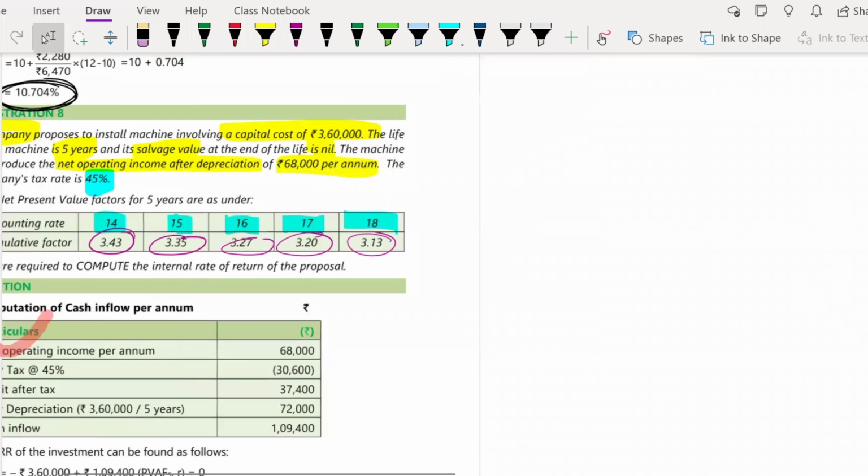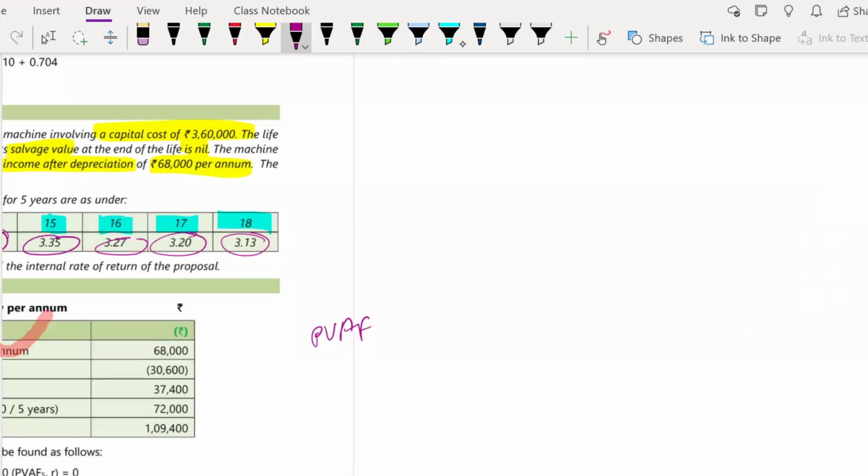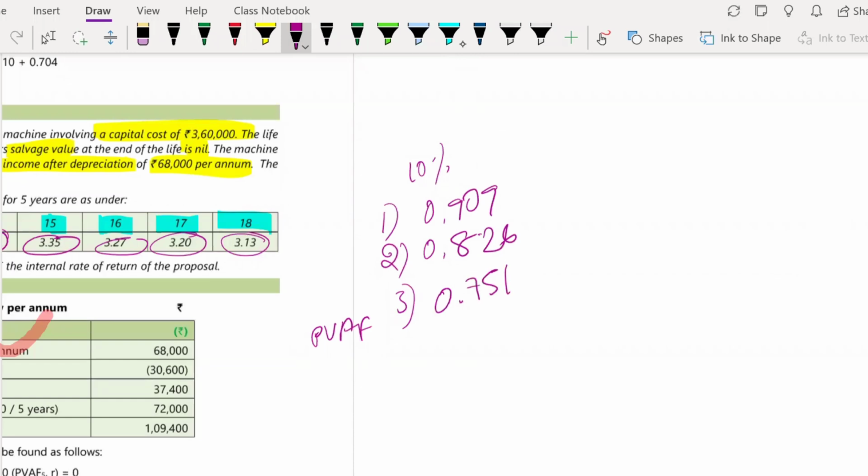I'll tell you what PVAF is in simple terms. Suppose we take 10%. If you're discounting at 10% for 3 years, what will it be? It will be 0.909, which is 1 divided by 1.1. The second year discounting factor will be 0.826. The third year discounting factor will be 0.751.